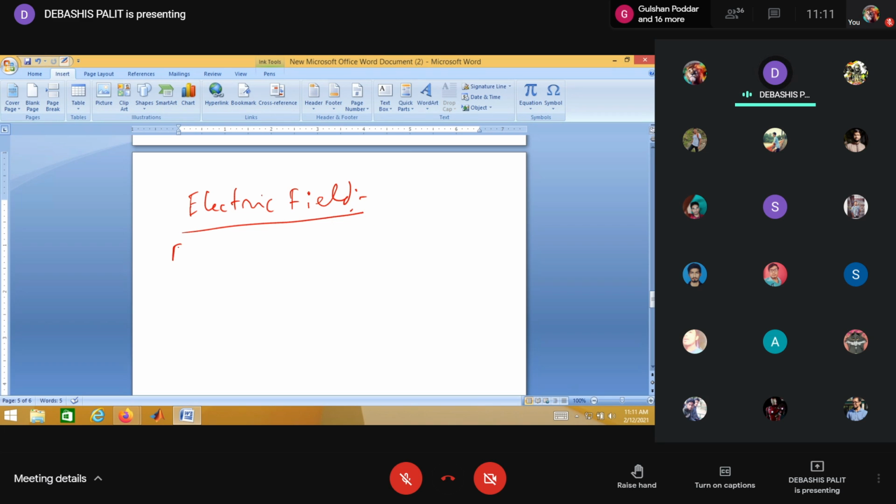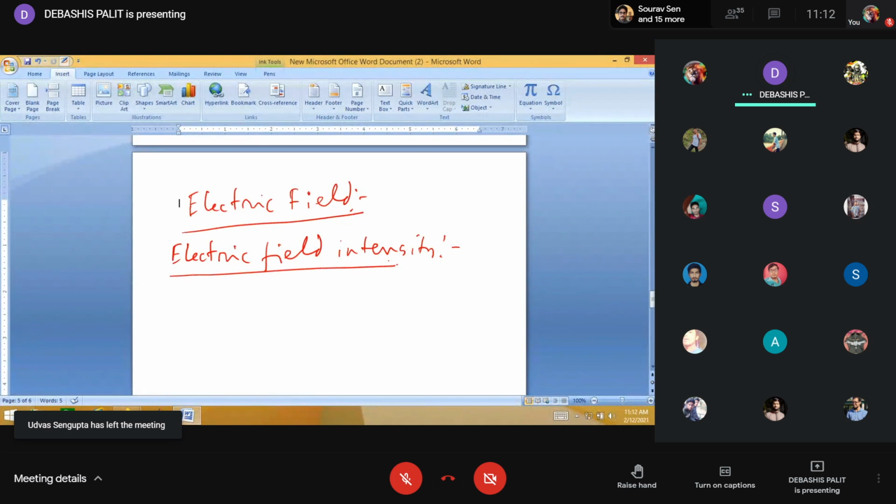So electric field intensity, that is the electric field strength at a point in an electric field. That is the force acting on a unit positive charge, just like a magnetic field intensity, the force acting on a unit north pole. So here the force acting on a unit positive charge, that is your electric field intensity.